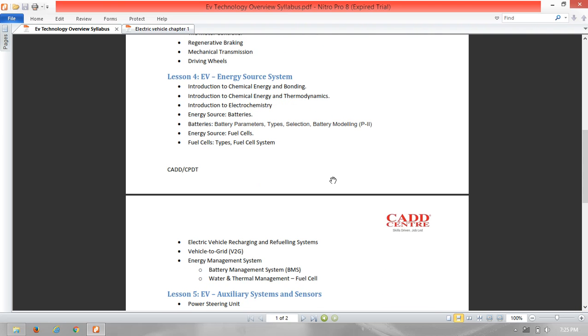And the fourth session is energy source systems. In this we'll see different kinds of chemical energy and bonding which will occur inside the battery system. We'll see different kinds of batteries, an introduction to electrochemistry, and we'll see different parameters of the battery that can be selected depending upon the usage.